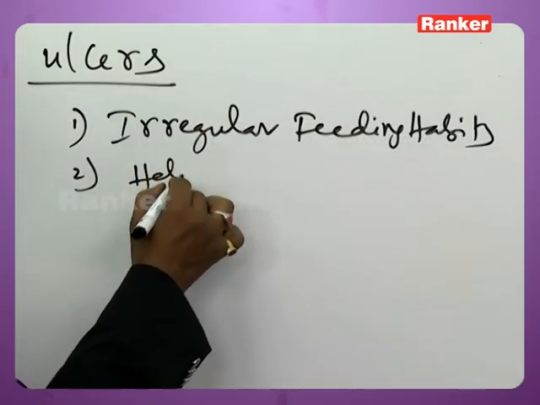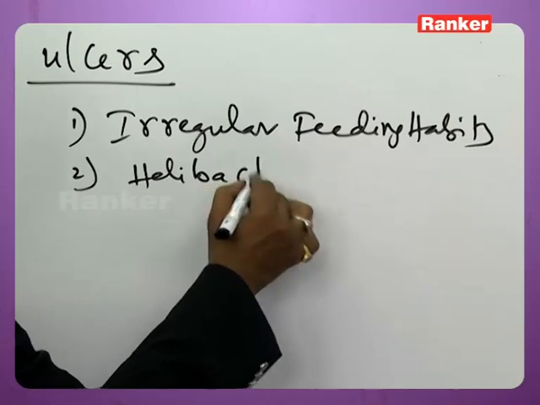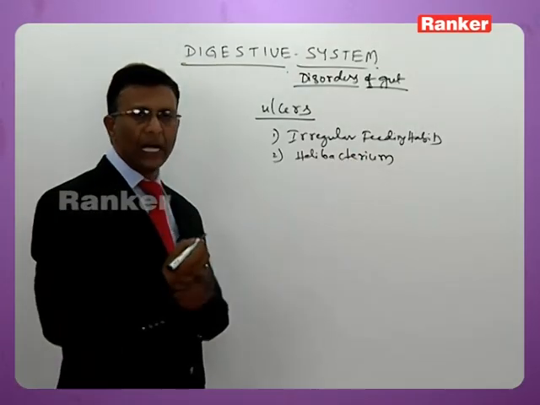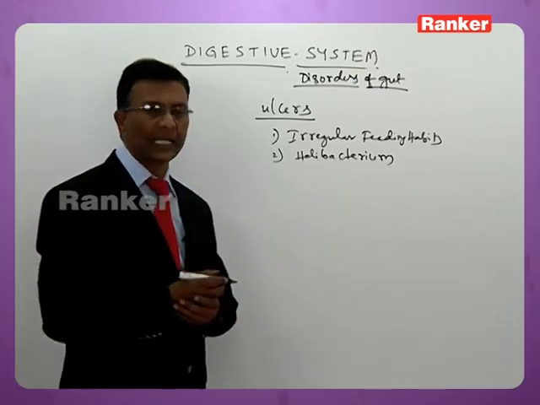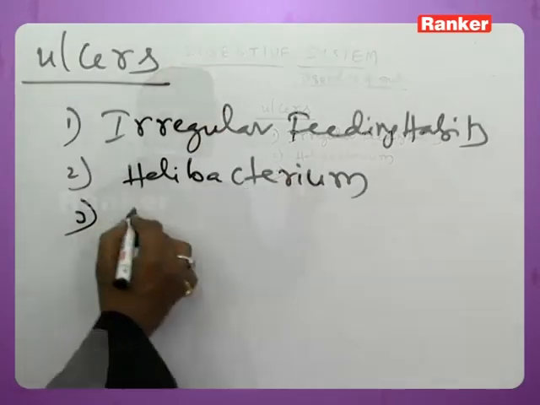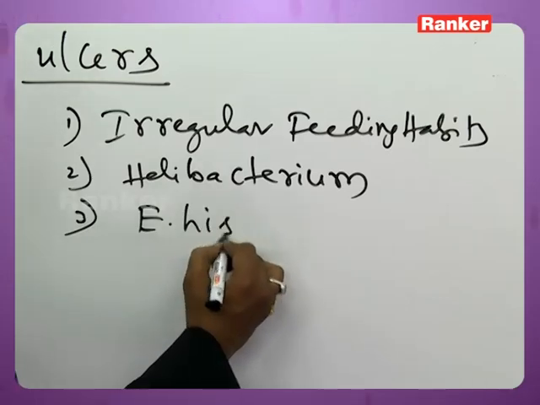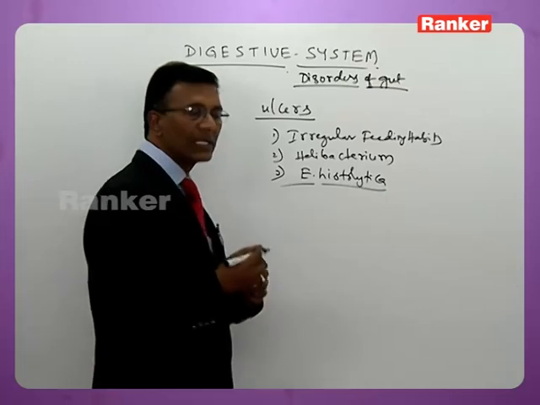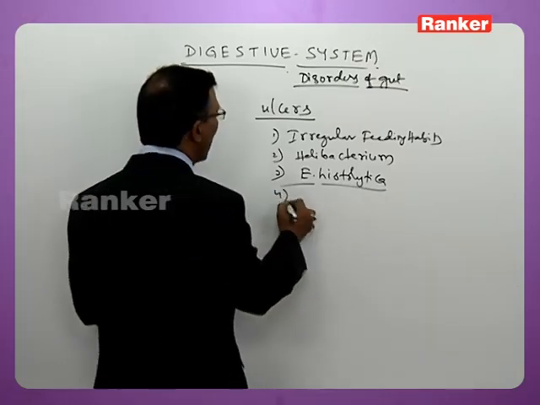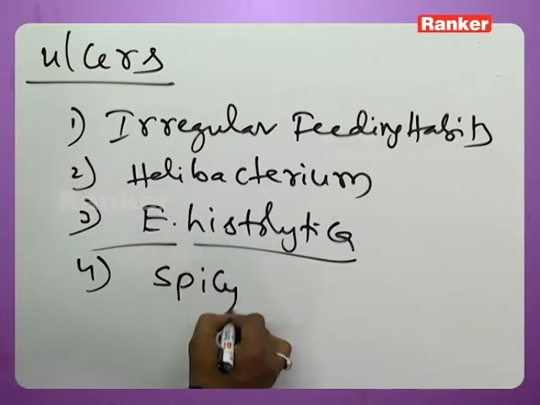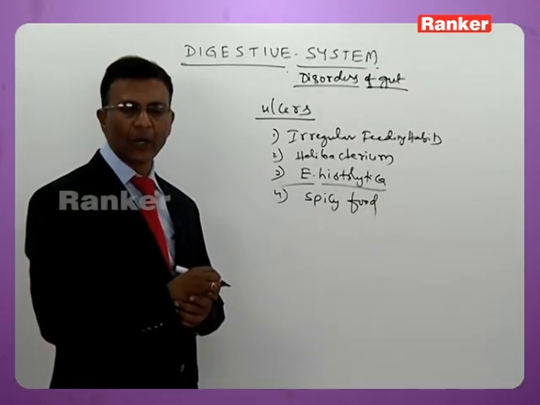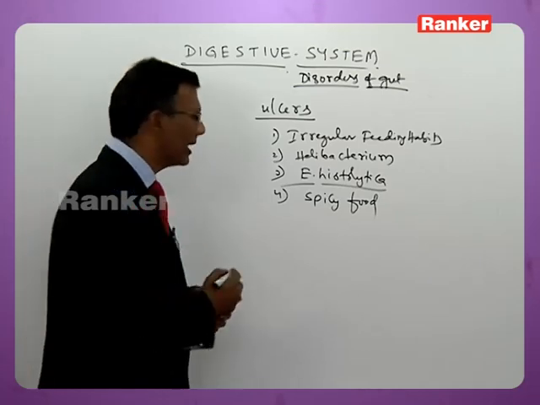Next one is Helicobacter. There is a bacterium called Helicobacterium. It is also responsible for causing ulcers. Sometimes Entamoeba histolytica infection may also result in ulcers. Intake of more spicy food also may result in ulcers, duodenal ulcers, gastric ulcers and all that.